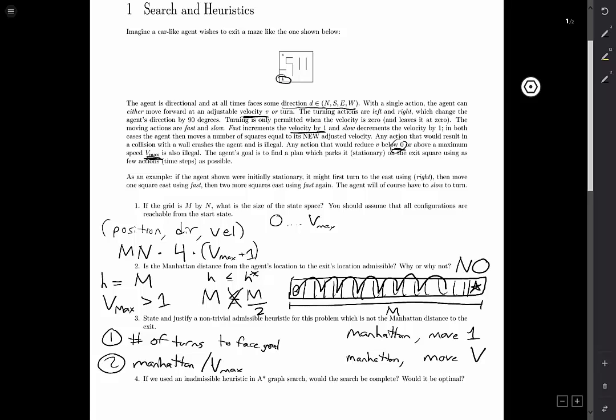So another way to put this is that Manhattan is your distance, in let's say meters, and v max is meters per second. So that would give you seconds. So you're trying to underestimate the time.